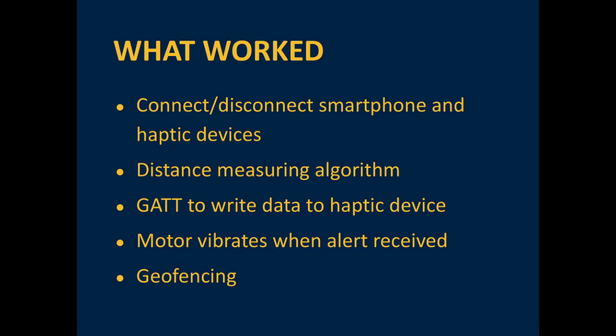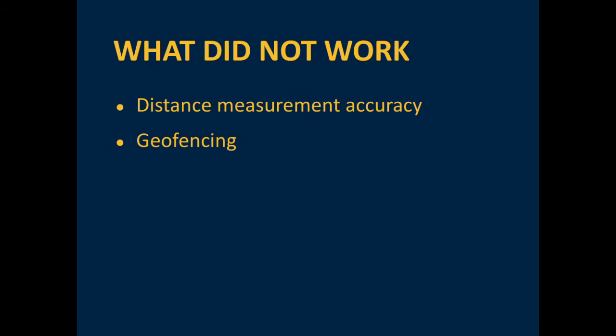We were also able to use GATT to write data to the paired haptic device. We programmed the firmware of the haptic device to make the motor vibrate when the device received an alert from the app. Additionally, the smartphone application included geofence functionality using Google's third-party APIs, which disables the application's scanning functionality in the geofence area.